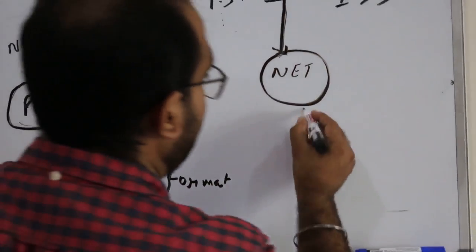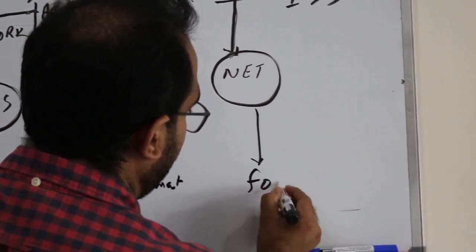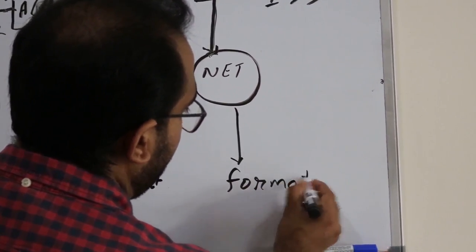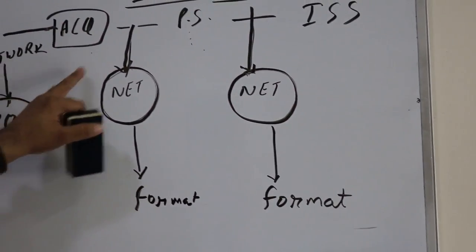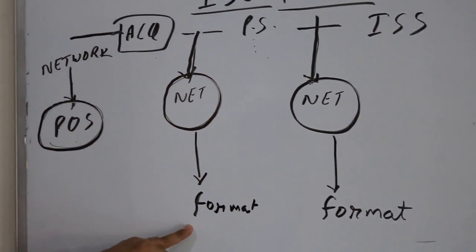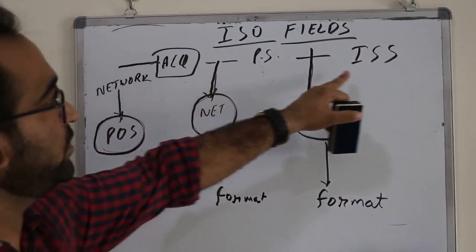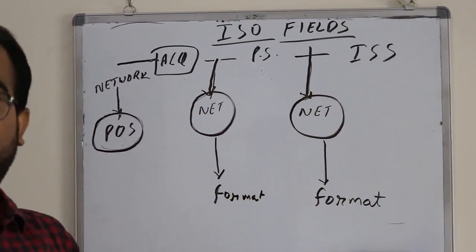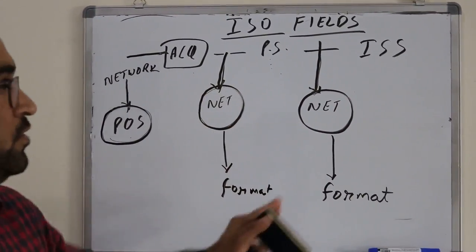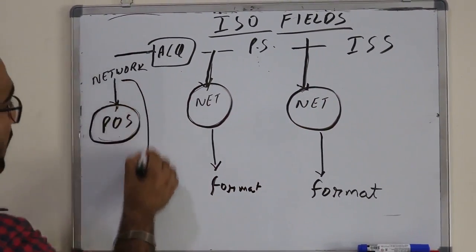Then the same here. When the acquirer is sending it to the payment system, they will use one particular format so that the payment system can understand. Now when the payment system is sending to the issuer, they will also use some standard format of these messages so that they can also understand. The same applies here.